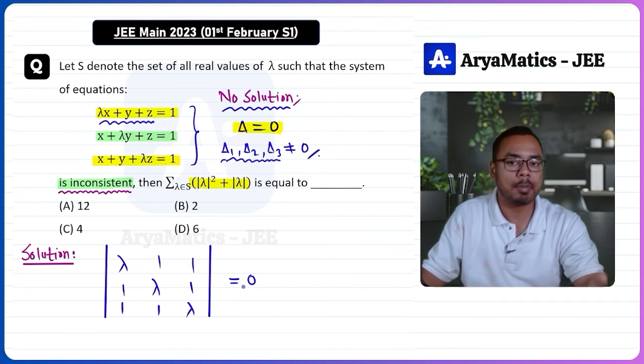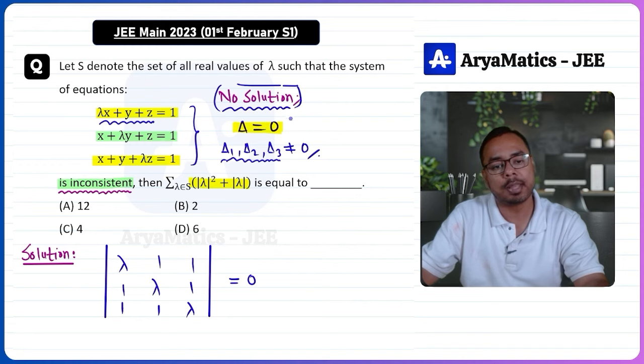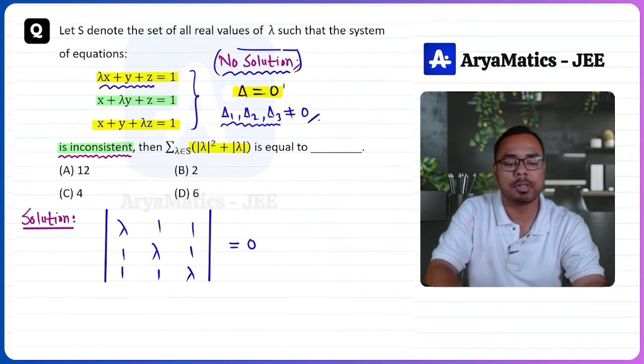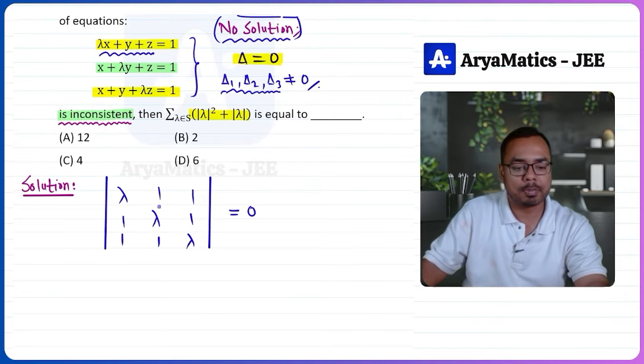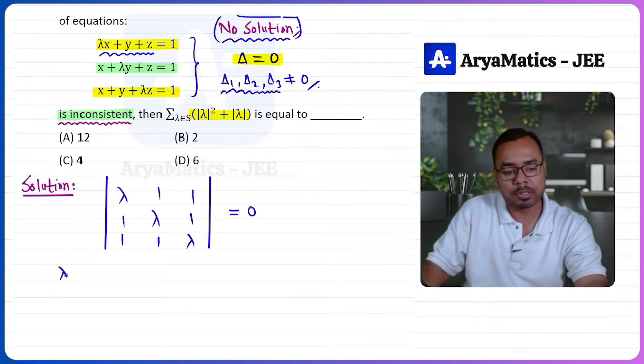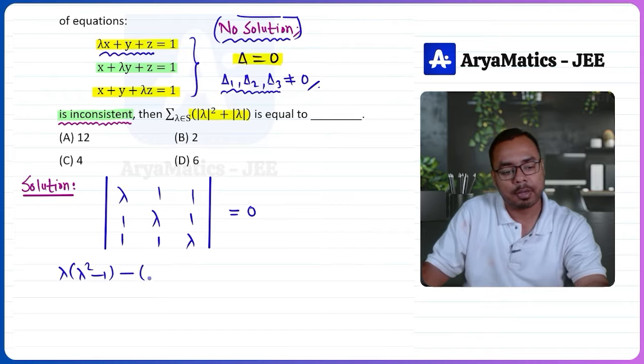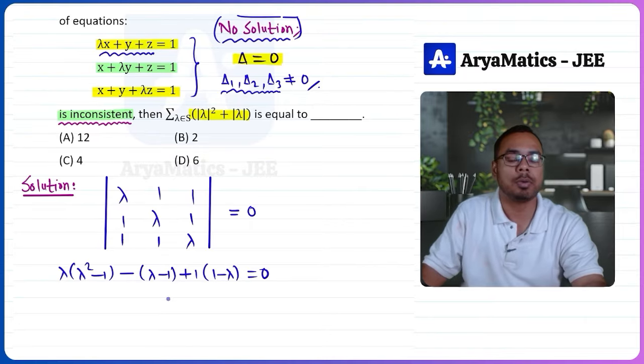Remember, this is a necessary but not sufficient condition, because delta should be 0 and then any one of the remaining three, delta 1, delta 2 or delta 3, should be non-zero. So here if I expand this determinant along the first row, we'll get lambda into lambda square minus 1, and then minus 1 into lambda minus 1, and then plus 1 into 1 minus lambda, and this must be 0.